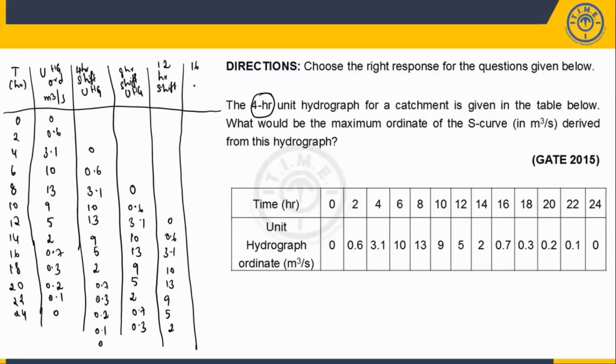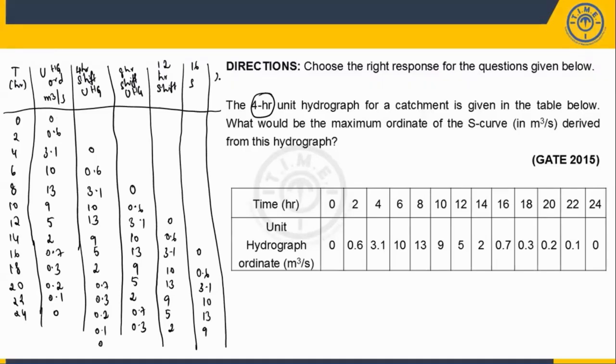Next shift, 16 hour shift. Where will we start then? 0, 0.6, 3.1, 10, 13, 9.